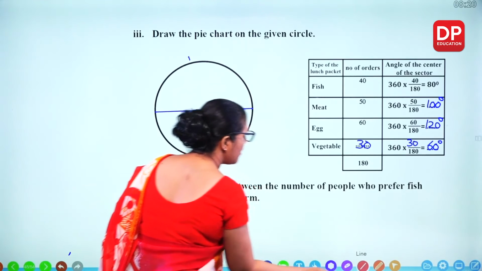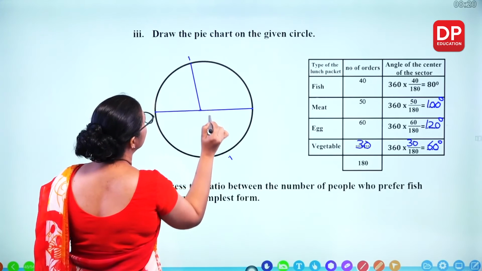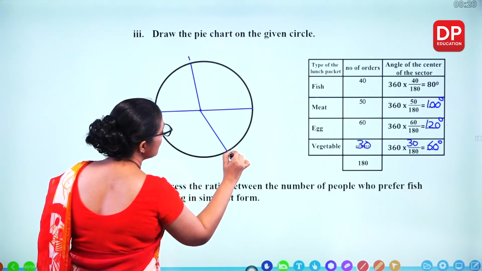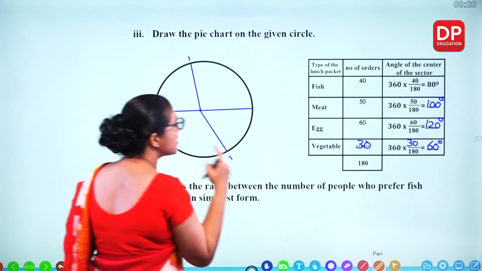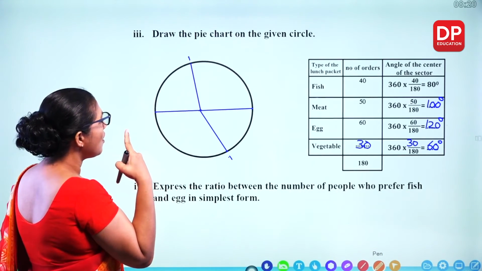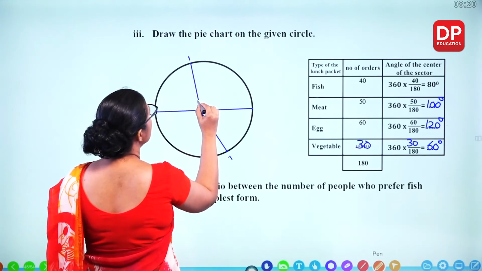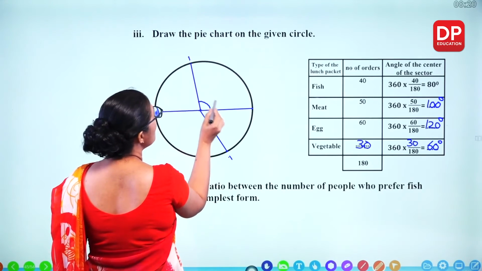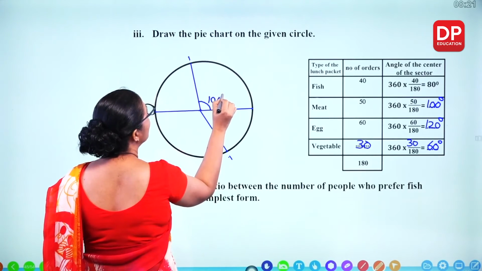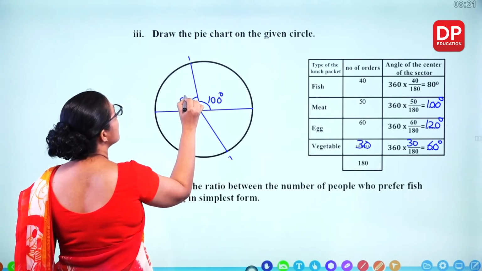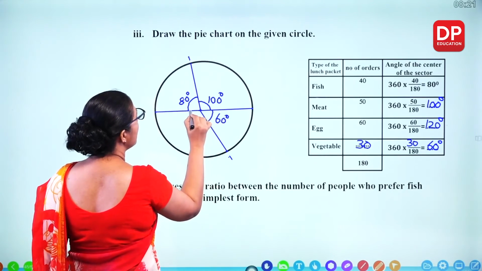Now we can draw the lines. Connect here to here. And here to here. Now we can mark it. Now we can write down, we measured 100. This is 80 and 60 here and 120 here.